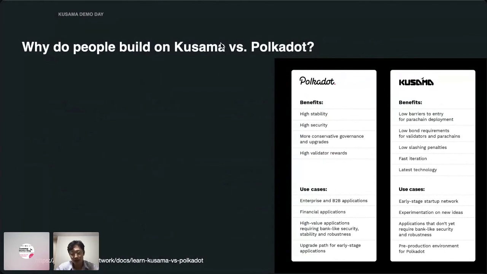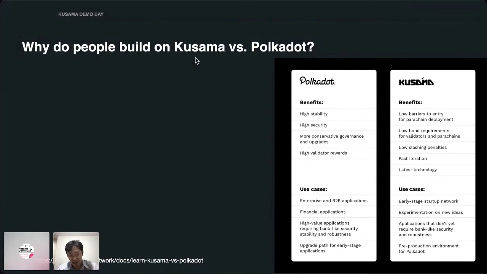For example, on the Kusama ecosystem, there are lower barriers to entry for parachain development. There are lower bond requirements for validators and parachains, lower slashing penalties, faster iteration, and the latest technology. What that enables is, instead of enterprise-focused applications as on Polkadot, we are likely going to see more experimental applications, as well as more retail-focused applications and more early-stage startup applications. Instead of financial applications that require high security, we may see retail-focused financial applications that don't require bank-like security, but maybe give each user a small amount of finance instead of dealing with large numbers.